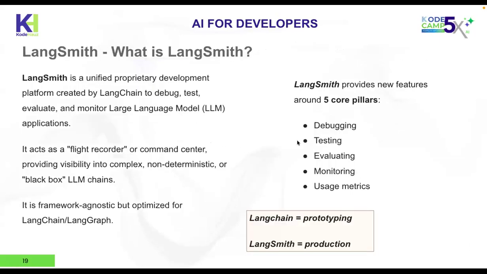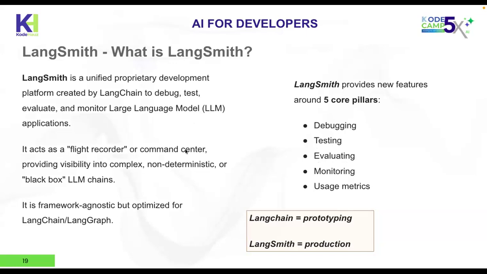And for us to achieve observability, we use LangSmith. So let's talk a little bit about LangSmith before I go back to the hands-on. LangSmith is basically a tool. It's a development platform and it was created by LangChain. It allows you to debug and test and evaluate and monitor your LLMs. So it gives you the whole nine yards, right? Debugging, testing, evaluating, monitoring, and it gives you usage metrics.